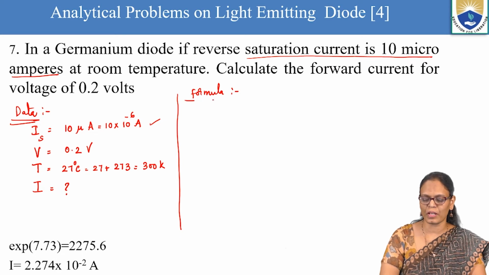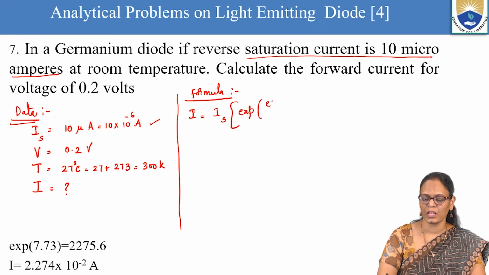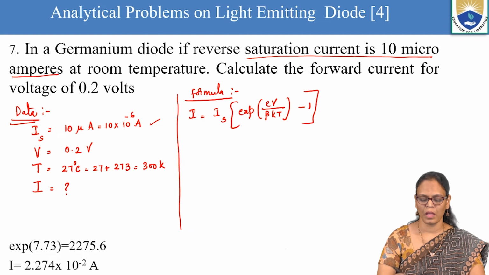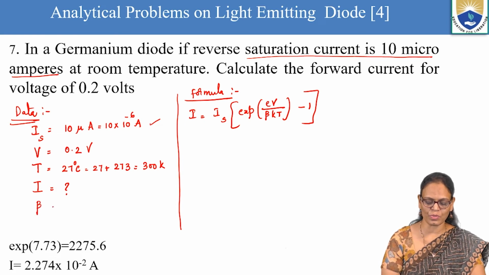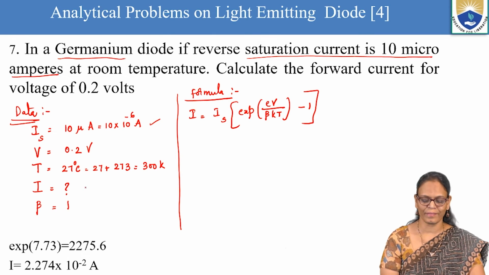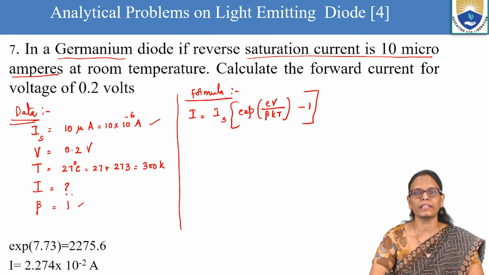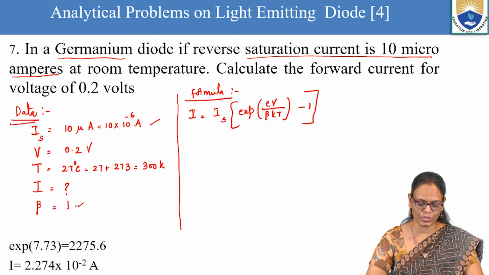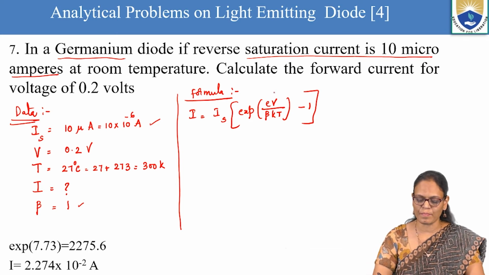So what is the formula we have? I is equal to Is exponential eV by beta kT minus 1. And beta is not given here, so we consider it as 1. And for germanium, generally, the value of beta, which is the ideality factor, we say it is equal to 1. So let us substitute the values.